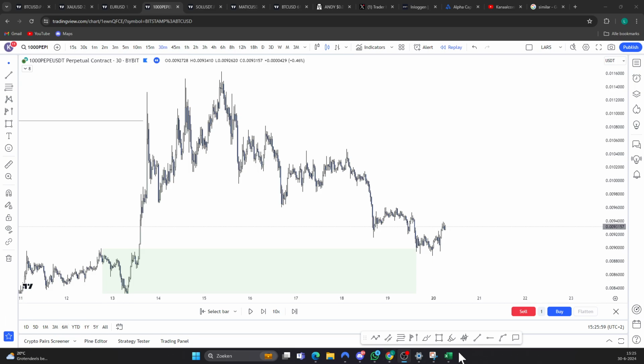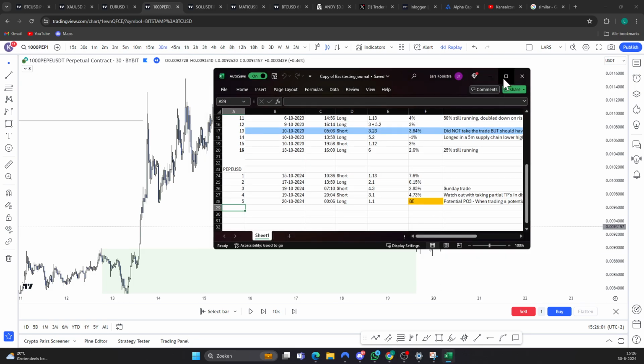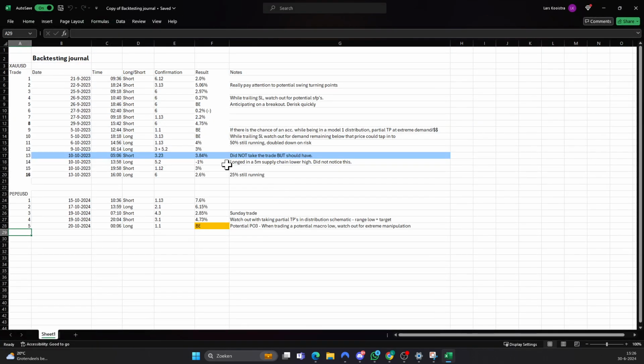So let's grab the journal that we have so far in front of us. As you can see here, I've called it backtesting journal, and we have traded gold, the XAU USD, and Pepe USD, and the last series was of Pepe, where we took 5 trades in around 5 days. And as you can see, I have the date of the trade in this column, then the time of entry, whether it's a long or a short trade, the confirmation, and then the result.